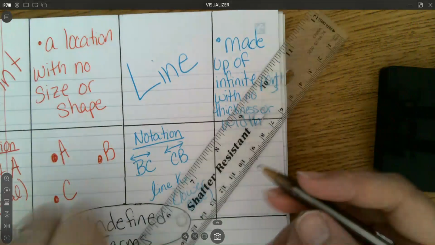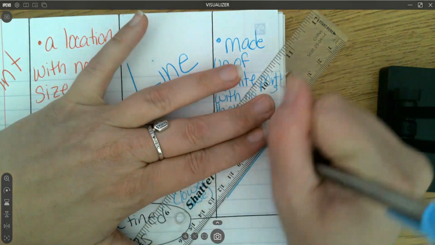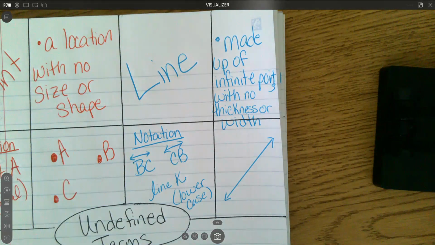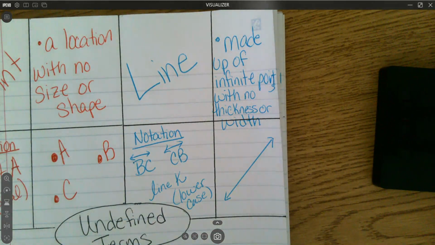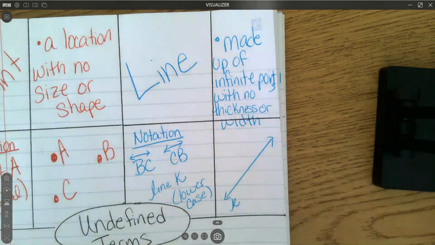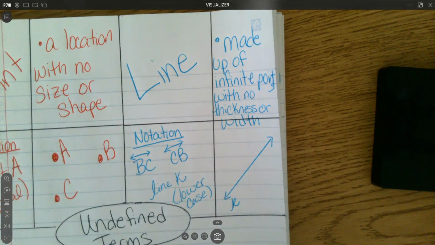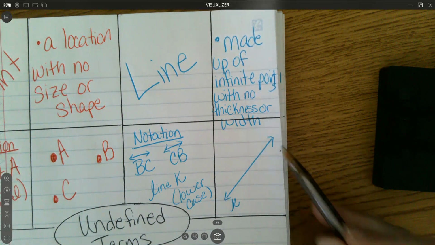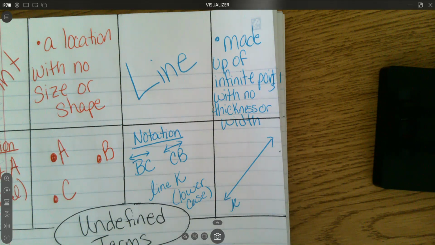Let me get my picture drawn here. This is what line K would look like. So it does have to have arrows on both ends. That tells us this is a line. It's going on forever and ever in both directions. And then it will have a lowercase k, usually cursive, right next to it, somewhere next to it. But because it's a lowercase, I know that's not a point. We're talking about the entire line.